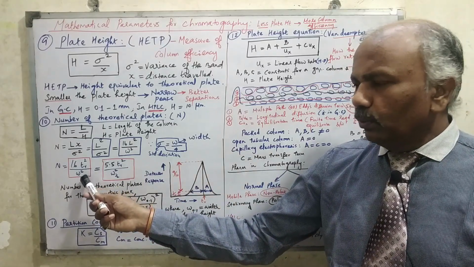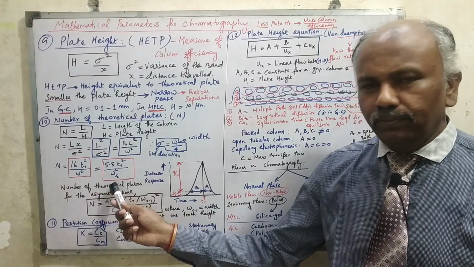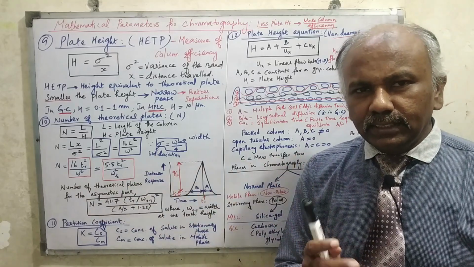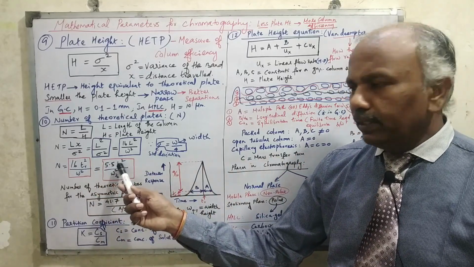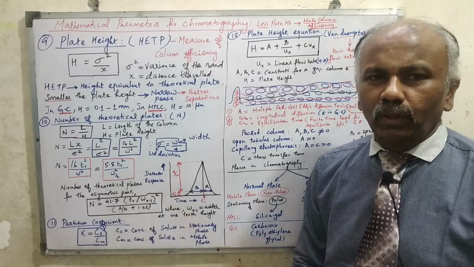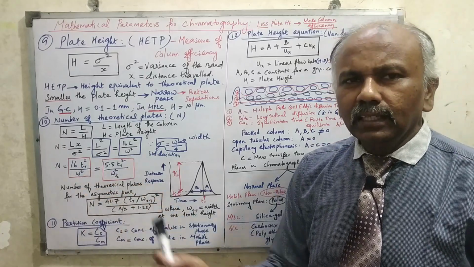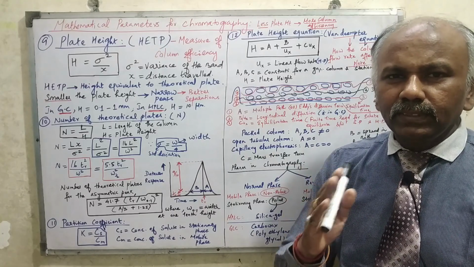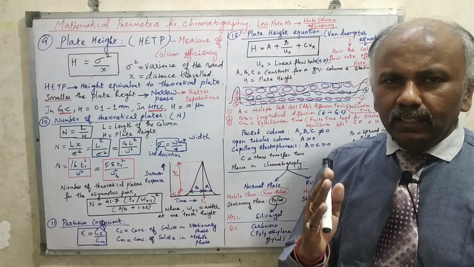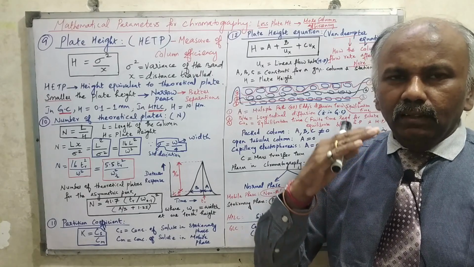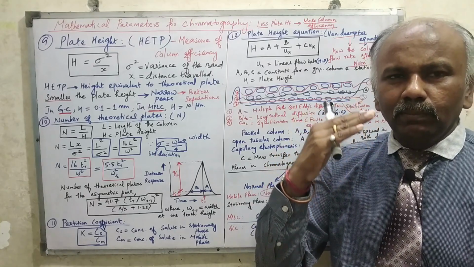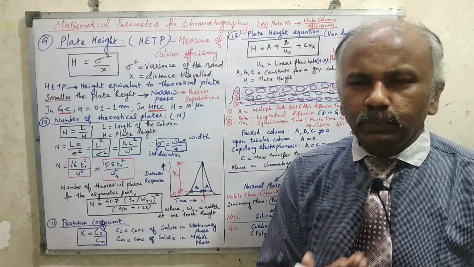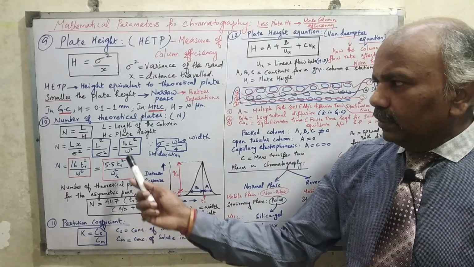Or if you want to use the width at half height, W half, then the number will be reduced. That is, instead of 16, N is equal to 5.5 into TR square divided by W half square. So these are all the various formulas connecting the number of theoretical plates present in the column, which is a hypothetical value. Basically, if the number of theoretical plates is more than 10,000 or 25,000, the column efficiency will be much better, whether in case of gas chromatography or HPLC. This is the formula we are using.